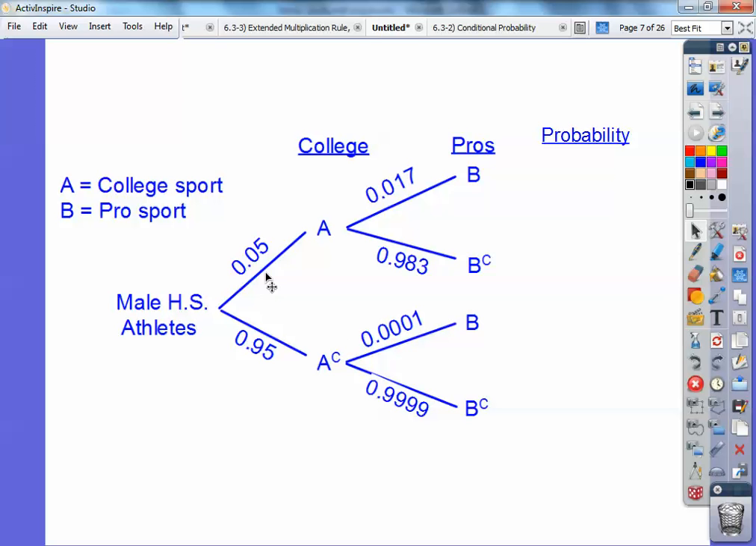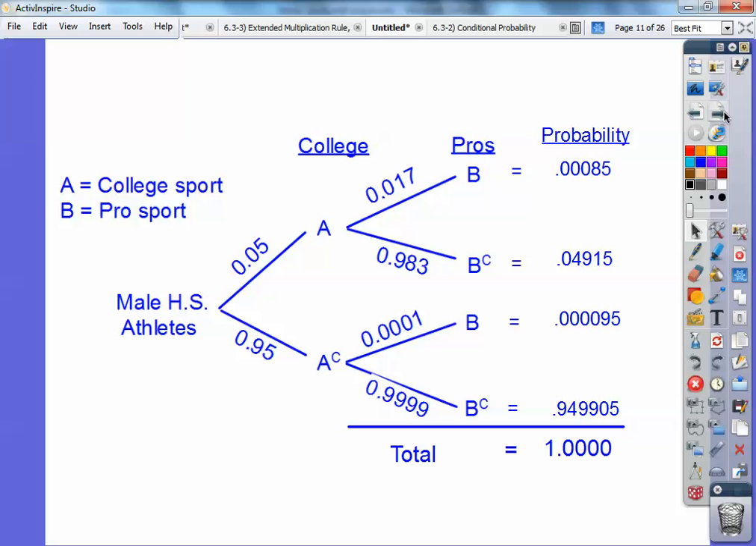Okay, so from here you're going to go 0.05 times 0.017, and that's going to give us this probability right there. And then here you're going to go 0.05 times 0.983, and that'll give us this probability right here. And for those bottom two you get that. And those should total up to 1 all the time. Remember that tree diagram about the transplant or the dialysis? That totals 1 also, and we're going to reference that later on here.